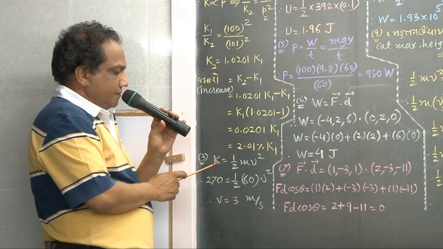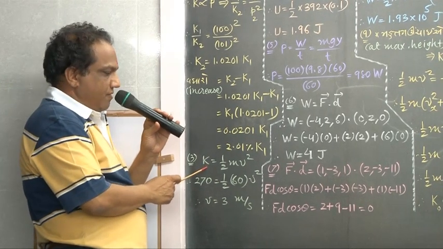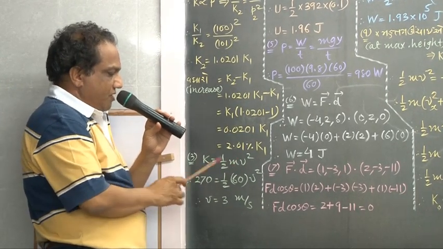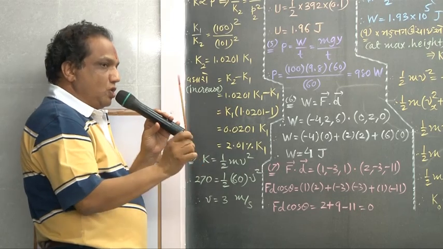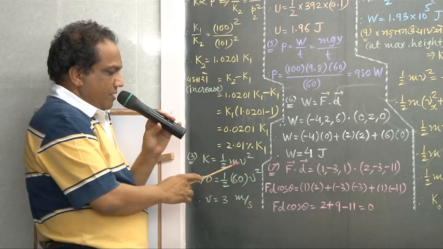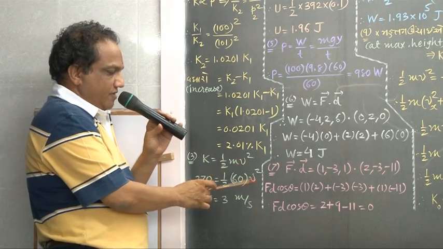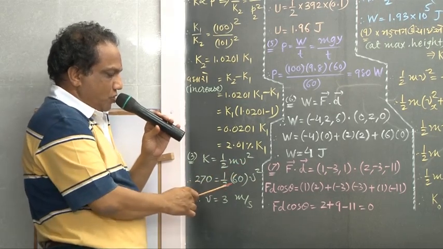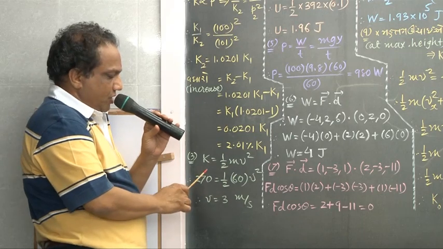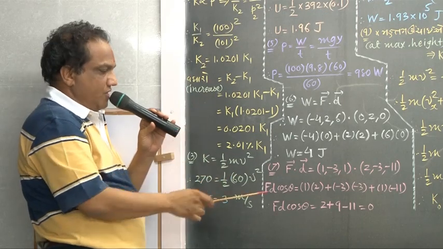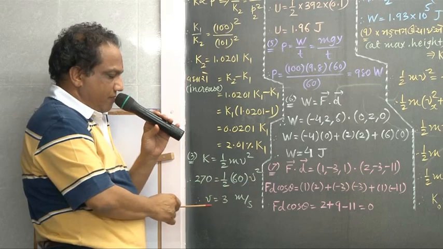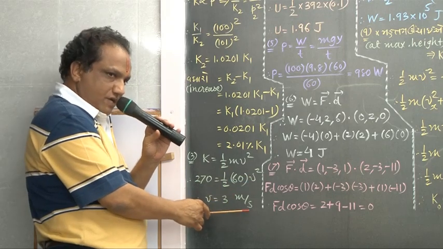Look, kinetic energy is given by this formula, half mv square. What is the kinetic energy at present? 270 joule. The mass of the boy is given to you, 60 kg, and velocity we require. Look here, 60 upon 2, that is 30, and 270 upon 30 will be 9. When v square is 9, v will be 3 meter per second.